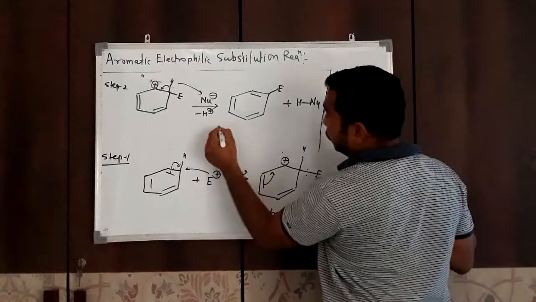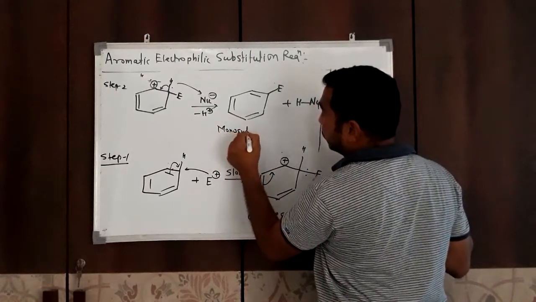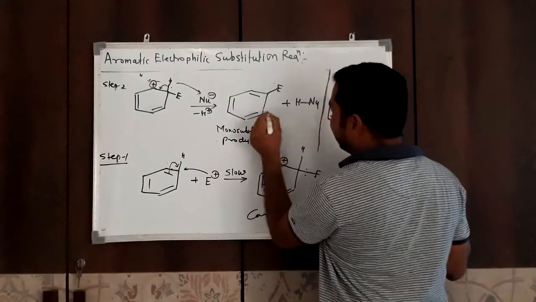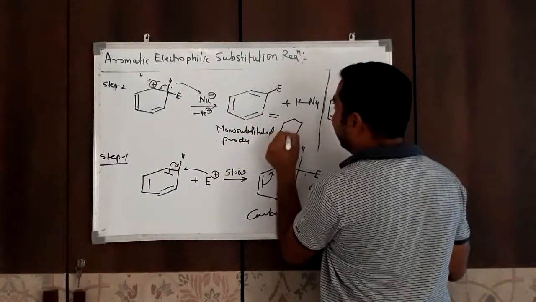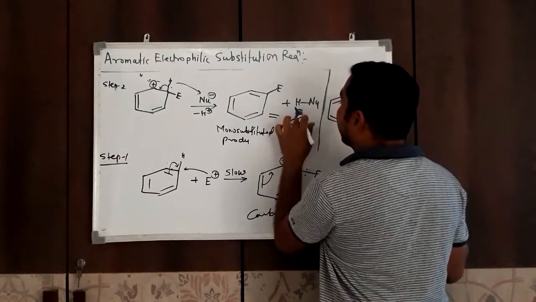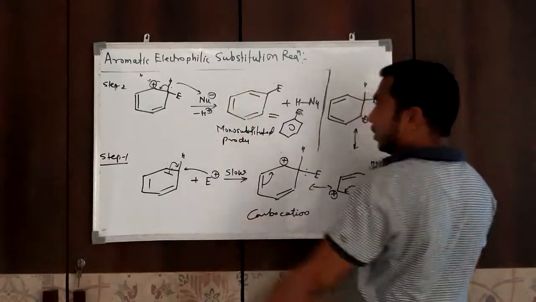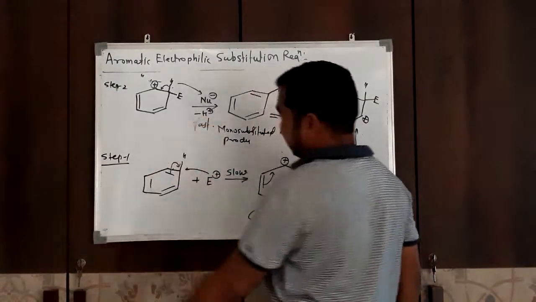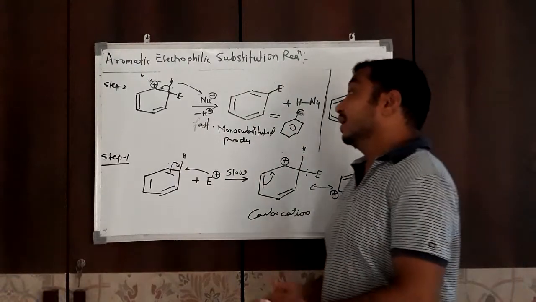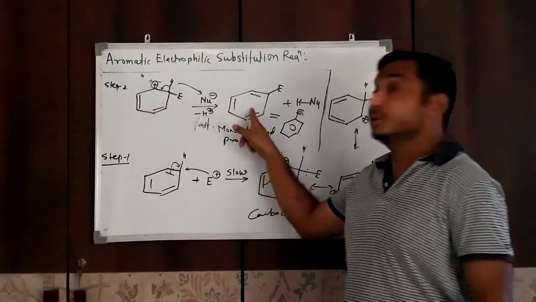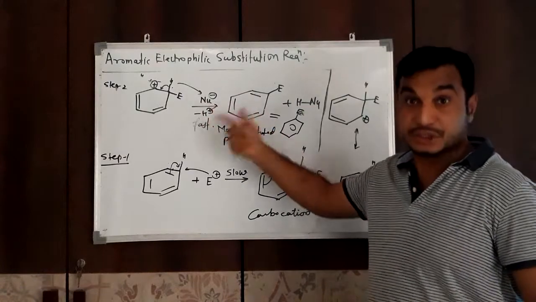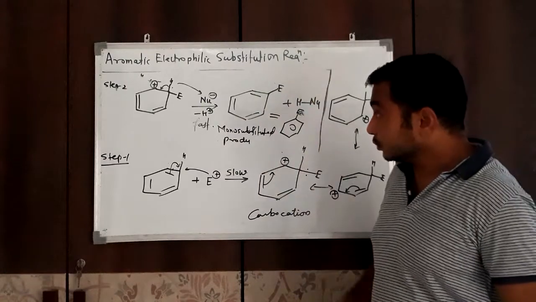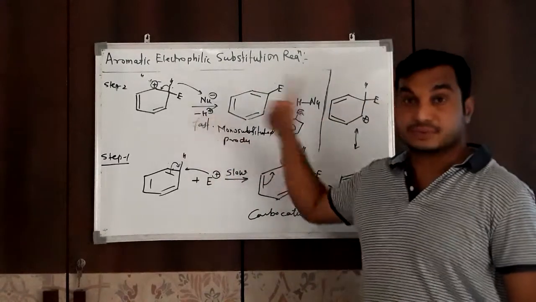So this is the mono substituted product. This is equal to this, we can write it like this also, because all positions are identical. So this is a fast step. Why fast? Because a non-aromatic compound is getting converted into an aromatic compound, so this is the aromatization step, and therefore it is a fast step. So step 1 is slow, step 2 is fast.